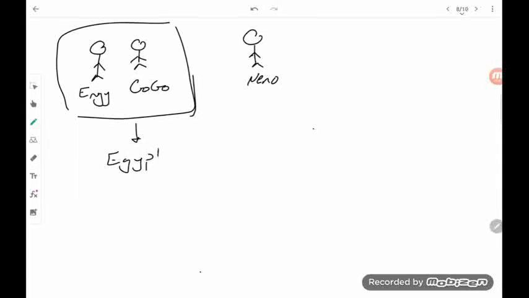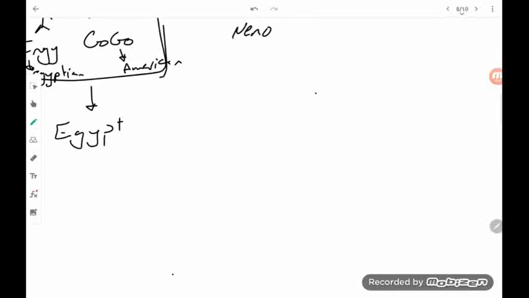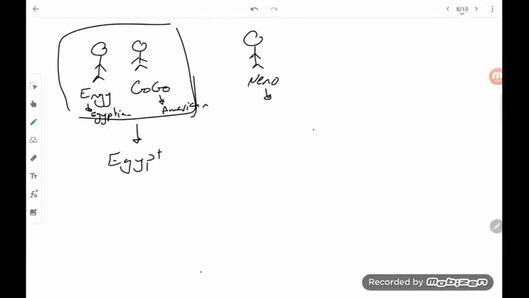So if we have two individuals: NG, which is an Egyptian worker, and Google, which is an American one. Both of them live in Egypt. And Nino, which is an Egyptian worker, and he lives in the United States.